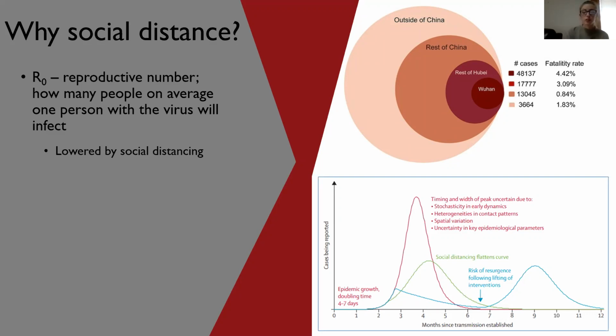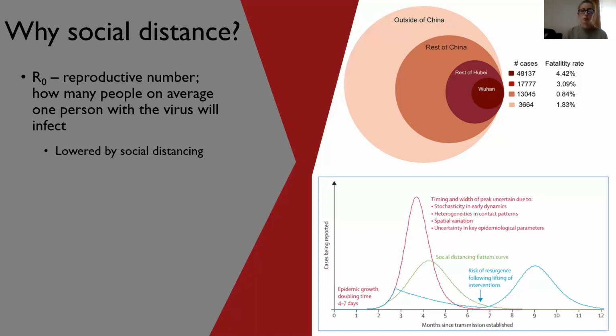And then you also see the plot with the green line, which shows how many cases are reported when social distancing is in effect. So not only is the number of cases being reported smaller, but the thing to note is that the months since transmission established is longer. But overall, the fact that fewer people are getting infected makes it much more manageable within society in general.